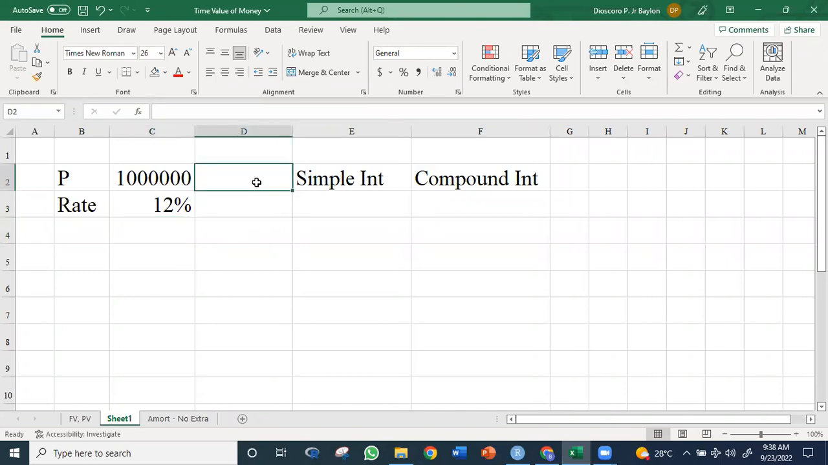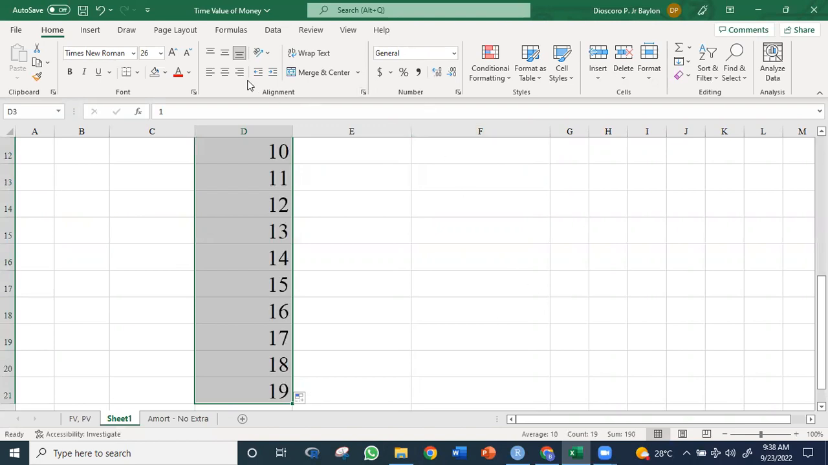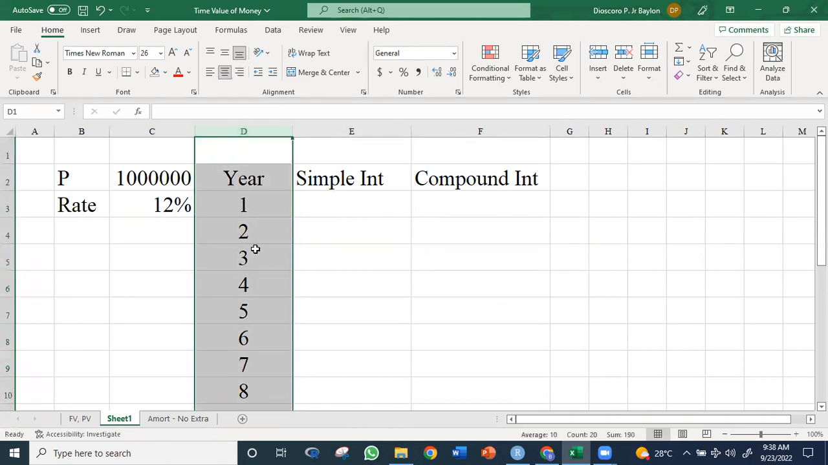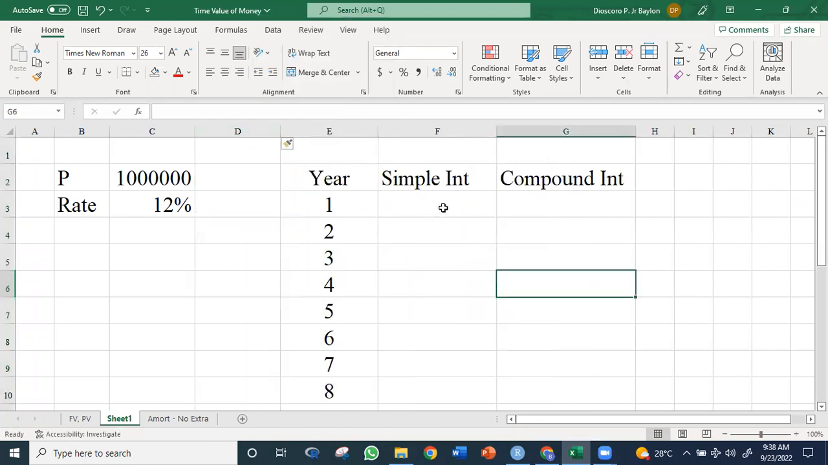And then here for the year, let's see from 1, 2, 3, up to 20. Okay, what are we doing? We're going to compute for the future value or the maturity value using simple interest versus compound interest.